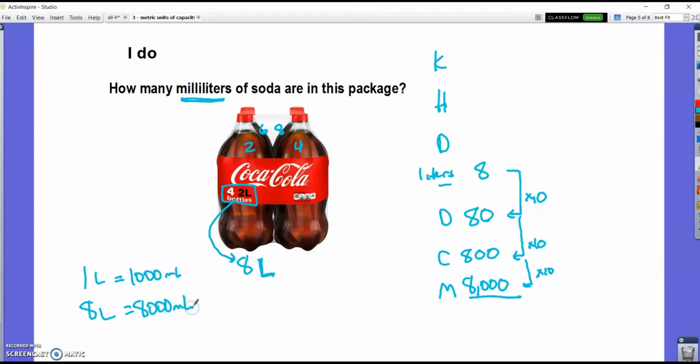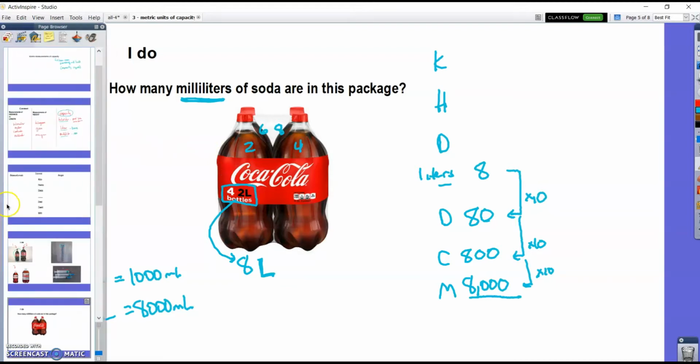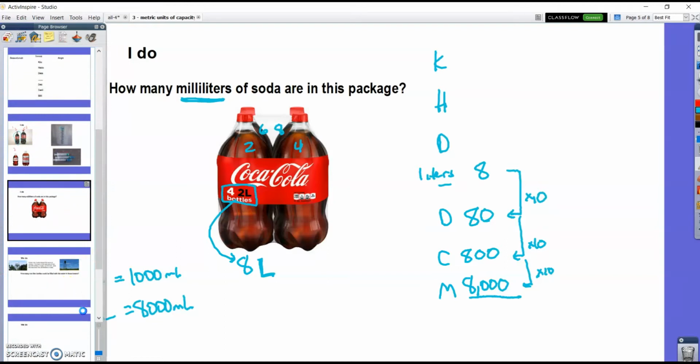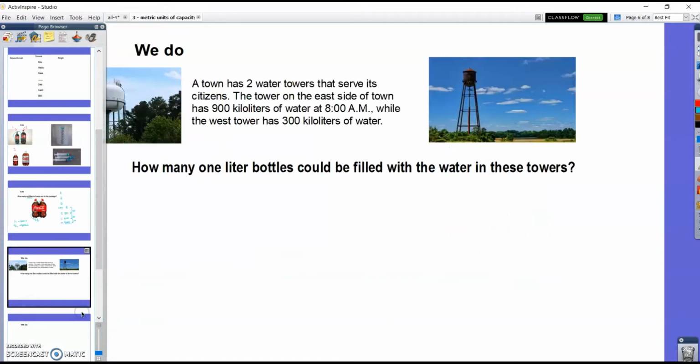So the converting is no different than anything else in the metric system. Quite simple, just multiplying by 10 and moving up our chart. Okay, open up your math notebook and let's do a redo. Let's talk water towers, why don't we?